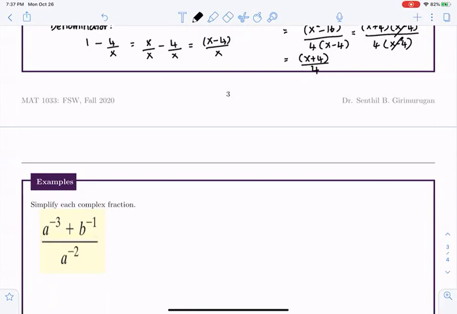So what would a raised negative 3 mean? It simply means 1 over a cubed. Properties of exponents. B raised negative 1 is simply 1 over b. Divide the entire thing by a raised negative 2. A raised negative 2 is the same as saying 1 over a squared. Now you can see that we have fractions in the numerator, fractions.